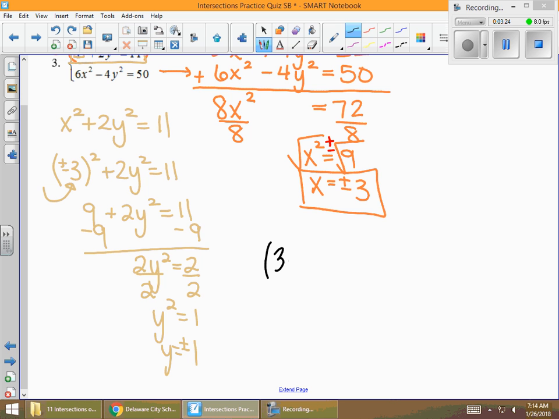When I put in positive 3, I get out positive 1. When I put in positive 3, I also get out negative 1. When I put in negative 3, I get positive 1 out. And when I put in negative 3, I also get negative 1 out.